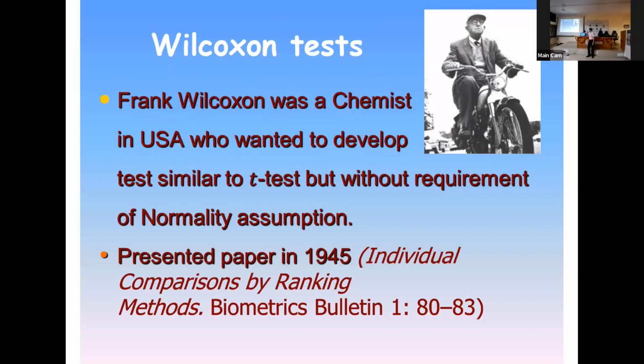विल्कॉक्सन वाज ए केमिस्ट. ये भाई साहब का फोटो लगा दिया हमने. ये क्या करना चाहते थे? He wanted to test similar to the t-test without the requirement of normality. ये नॉर्मलिटी नहीं चाहते थे, टेस्ट करना चाहते थे टी की तरह. इन्होंने एक पेपर 1945 में प्रेजेंट किया. अगर आपको ओरिजिनल पेपर पढ़ना हो तो ये रेफरेंस है: Individual Comparisons by Ranking Methods, Biometrics Bulletin, Volume 1. इन्होंने ये पेपर लिखा और इस पेपर में अपने मेथड्स को डिस्कस किया.